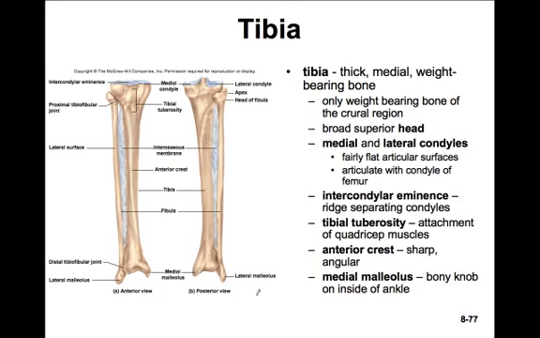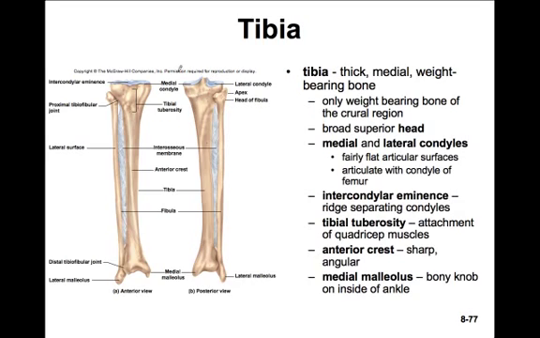So now let's look into the lower portion of the limb. We'll look at the tibia and fibula. The tibia is the large bone here, and it's located on the medial side. The fibula is the small bone here, located on the lateral side. The tibia is definitely the weight-bearing bone of the lower leg, or the crural region.